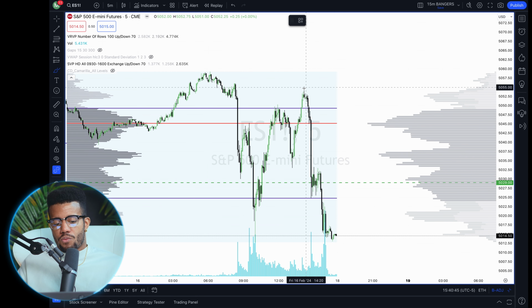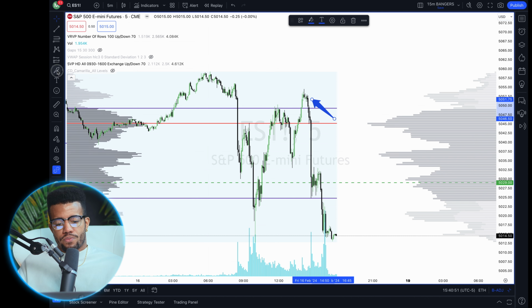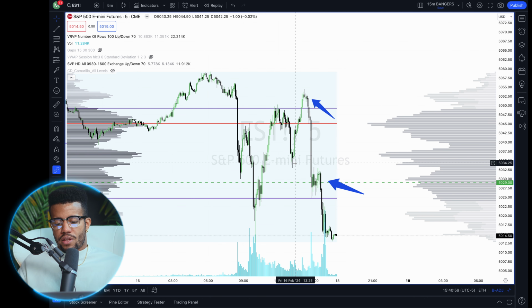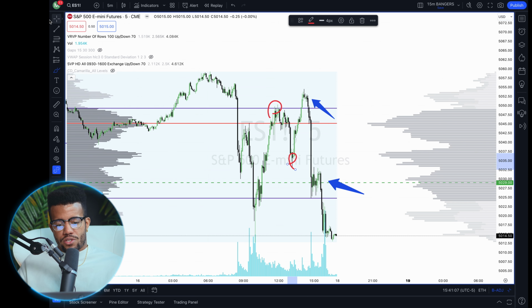So the gamma trade was from, and we'll use an arrow actually, from here to really here is the primary gamma trade. And then there was a little extension at the end. There were some nice trades here that I took actually here. So there was a 100% intraday kind of trade, a short trade that I took from here to here. That was nice as well.